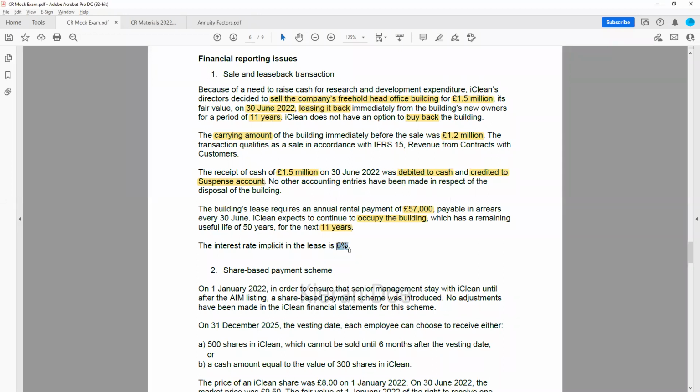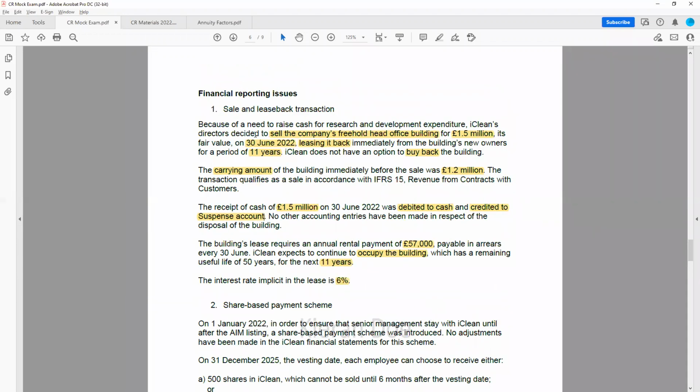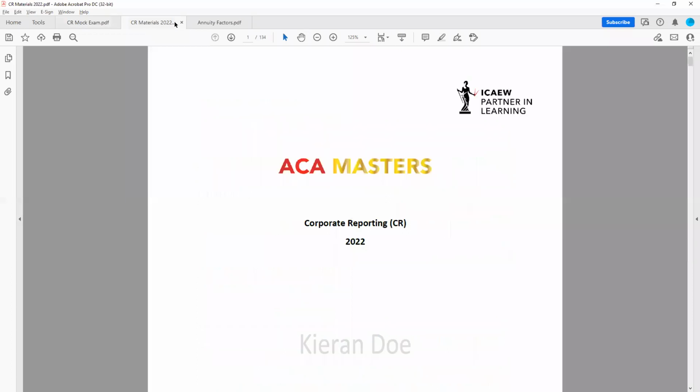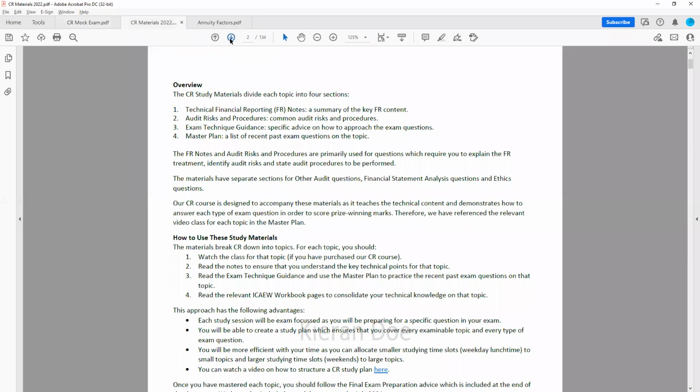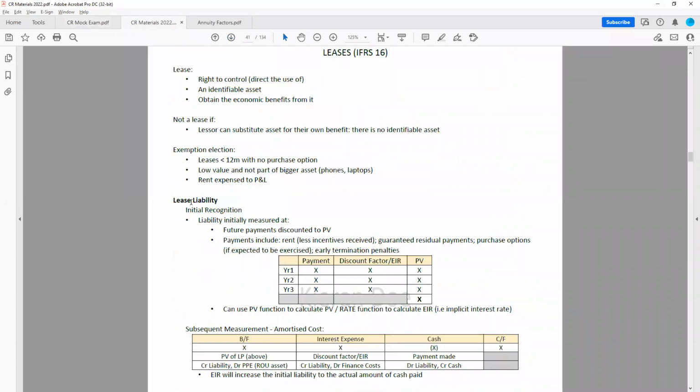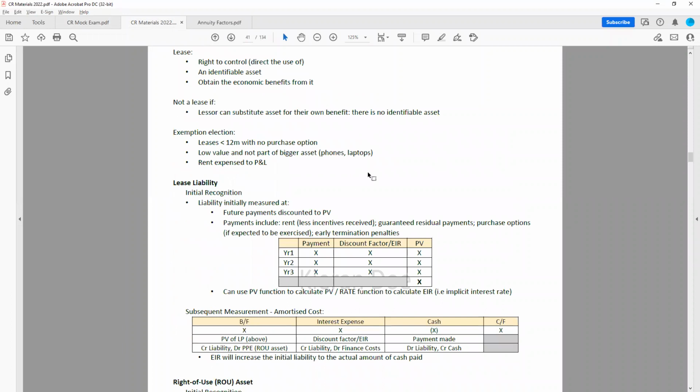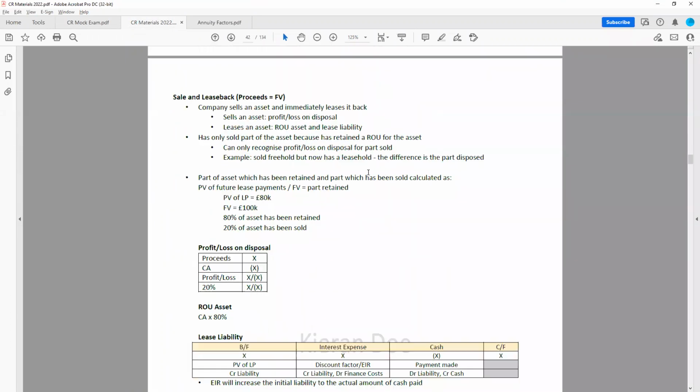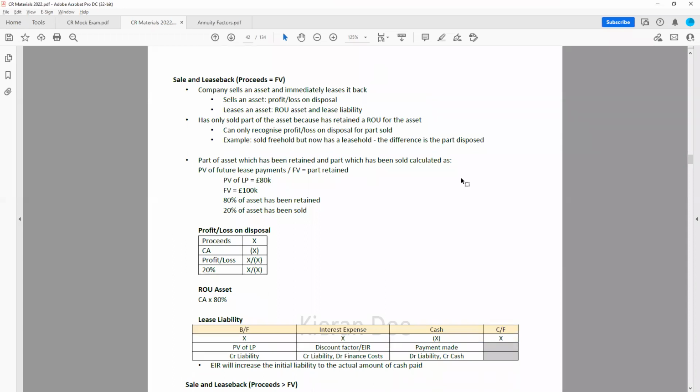The interest rate implicit in the lease is 6%. So therefore there's quite a bit going on here, and hopefully you're quite comfortable with lease accounting, and this was all covered in FAR. So when we've got a sale and a leaseback, as I've explained, the company sells an asset and then immediately leases it back.